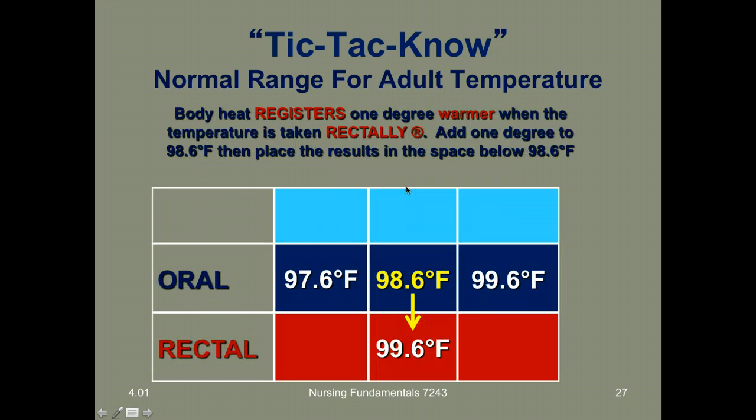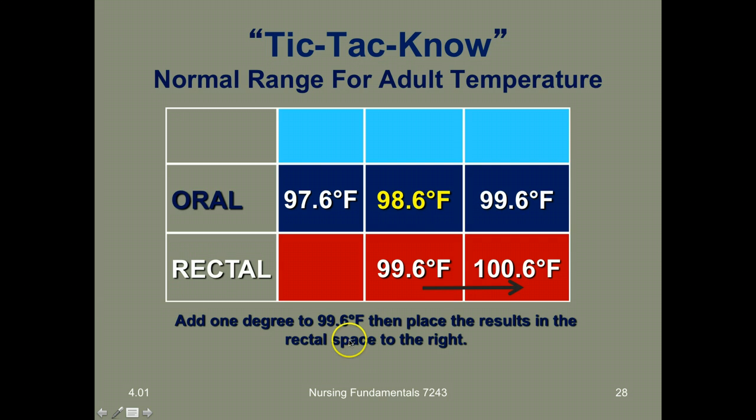When you think about rectal temperatures, body heat registers 1 degree higher than normal when the temperature is taken rectally. When you write a rectal temperature, you write it with an R in a circle to let the practitioner know that this temperature was taken rectally. So how do you fill in the blocks? You add 1 degree to 98.6 and place the result in the space below. That makes it 99.6. Add 1 degree to 99.6 and place the result in the rectal space to the right.